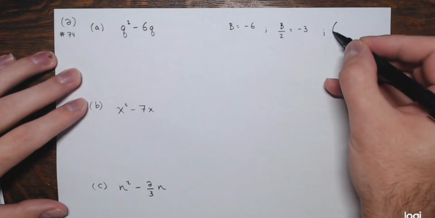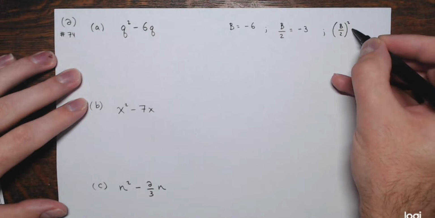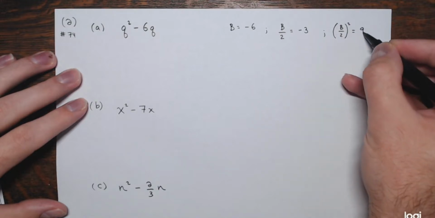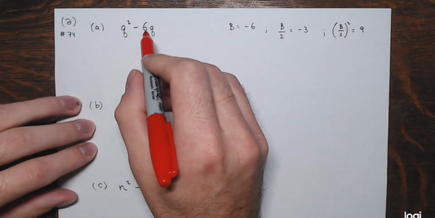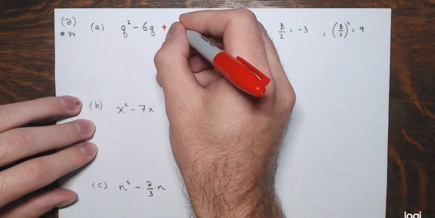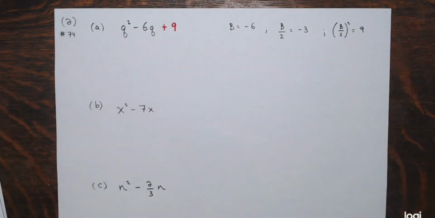And then we square this. Half of b squared would be +9. So that's the number that's getting added to change this binomial into a perfect square trinomial. So I'm adding 9, the half of the linear coefficient squared.